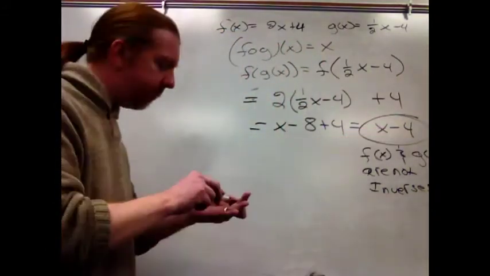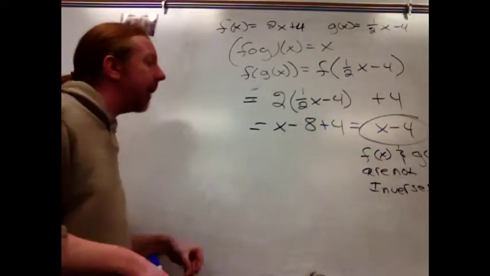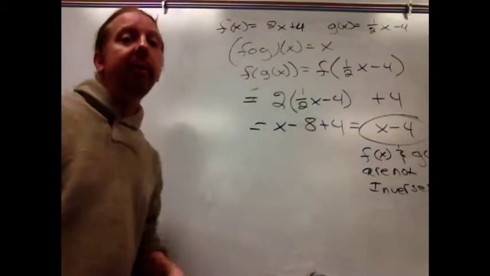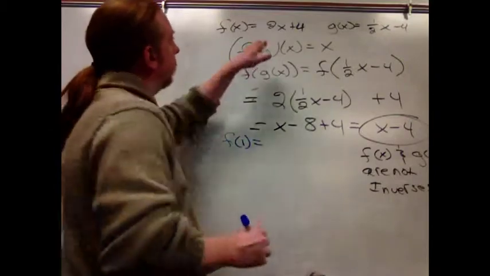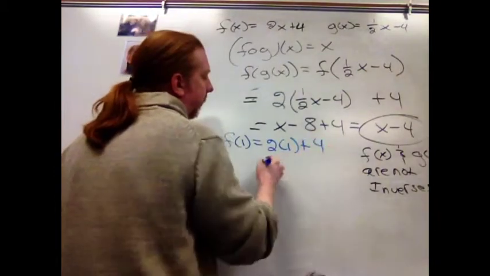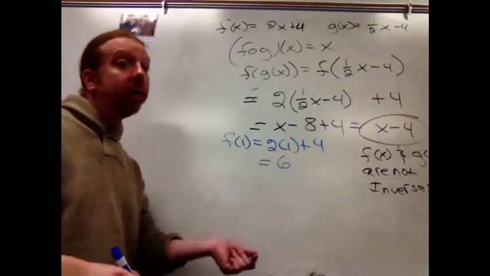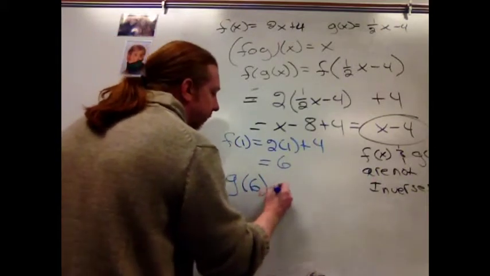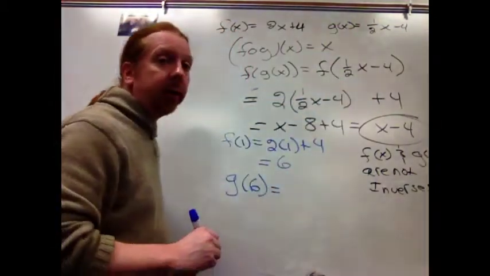If there's any doubt, before I go too much further, we can always double check our work by actually plugging in some real values and see what happens. So for example, let's use the value of 1. F of 1 would be 2 times 1 plus 4. 2 times 1 is 2, plus 4 is 6. If these were indeed inverses of each other, then g of 6 should yield an answer of 1. Let's find out. Let's go plug that in.